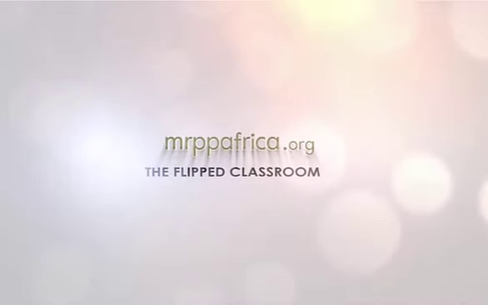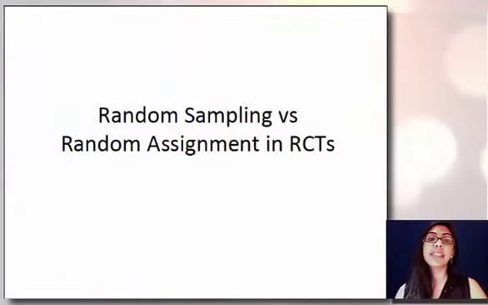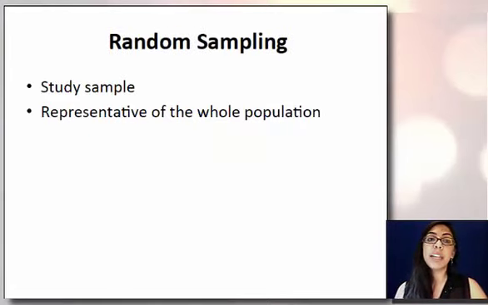Hi, today we're going to talk about random sampling versus random assignment in the context of randomized control trials. Random sampling looks at your study sample, and it ensures that your study sample is representative of the whole population that you are studying. It's used when you want to measure the characteristics of a particular group, and you would measure a random sample from the group.